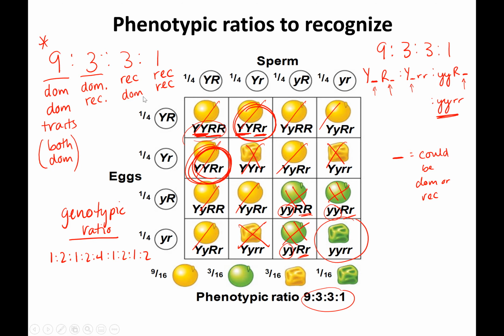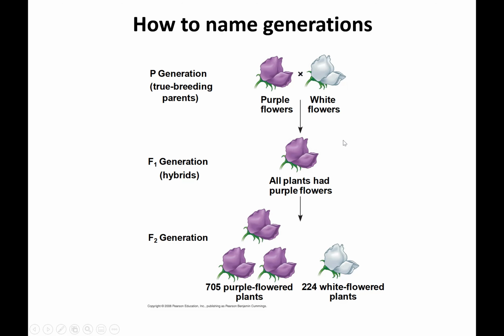All right, we got 3 more slides. How to name generations. So sometimes they will talk about the P, the F1, or the F2 generation. The P generation is the parents. And you see these are true breeding, so you know that they are homozygous. So one parent is always going to be homozygous dominant. One parent is going to be homozygous recessive.